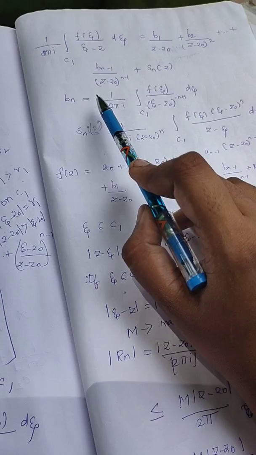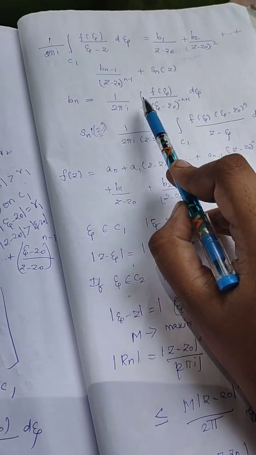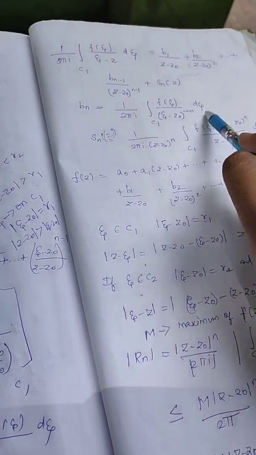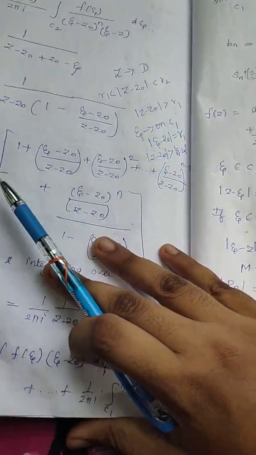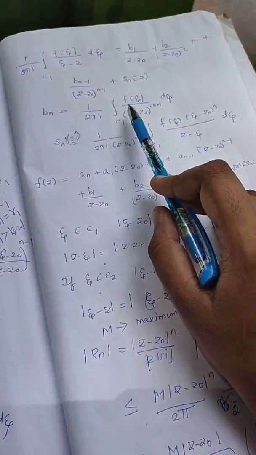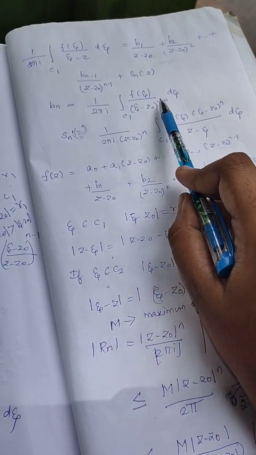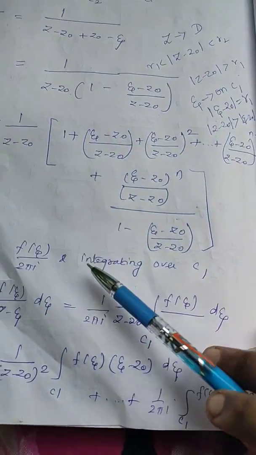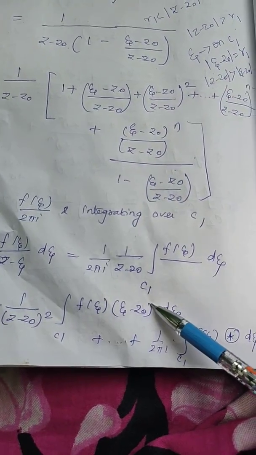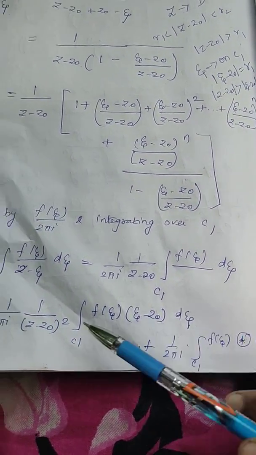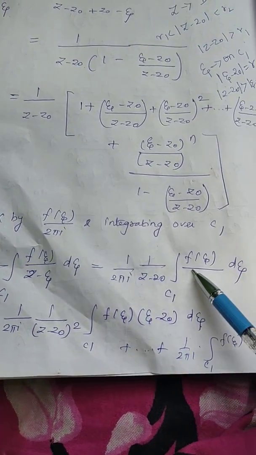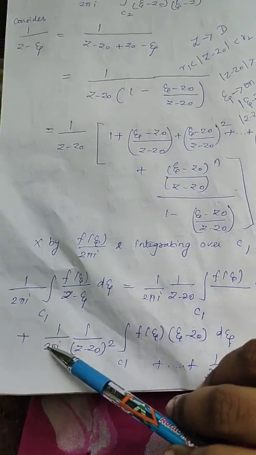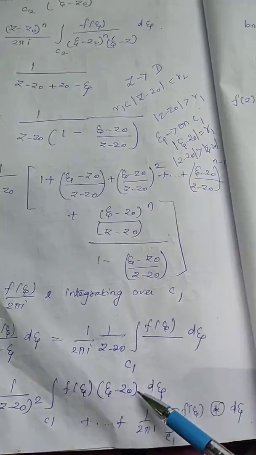So here bn is 1 by 2 pi i integral of f of zeta by (zeta minus z naught) to the power of minus n plus 1 d zeta. So here also b1 is what? b1 is f of zeta divided by (zeta minus z naught) to the power of minus 1 plus 1, that is 0, which means integral f of zeta d zeta is b naught. So integral f of zeta (zeta minus z naught) d zeta divided by (z minus z naught), minus integral f of zeta d zeta, this is my b naught. So like that you have to substitute for each and every term.